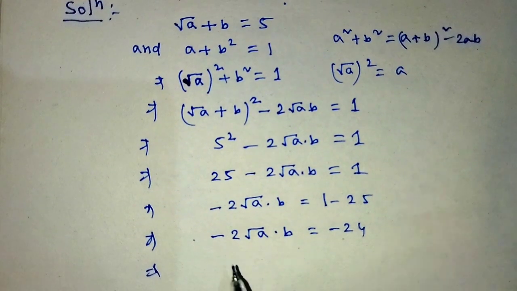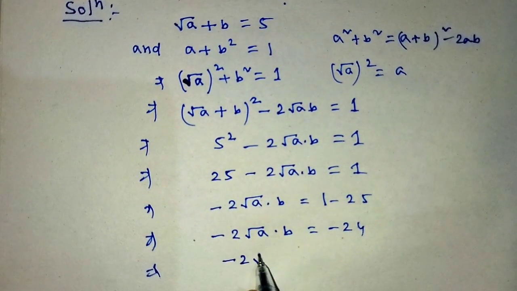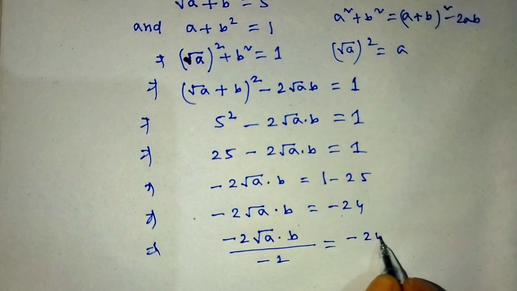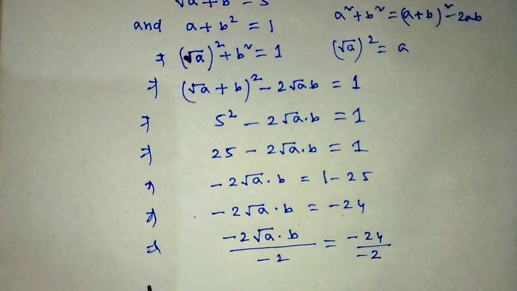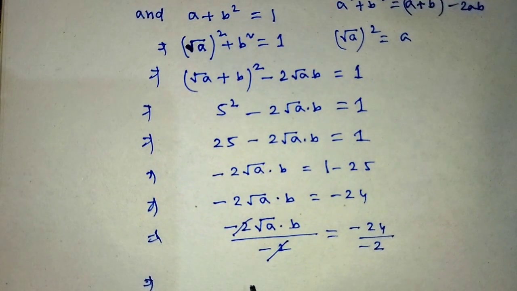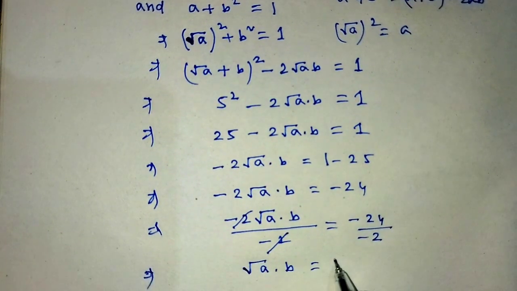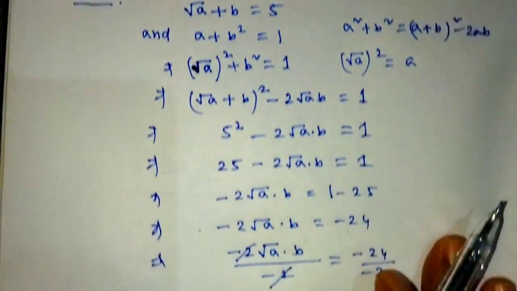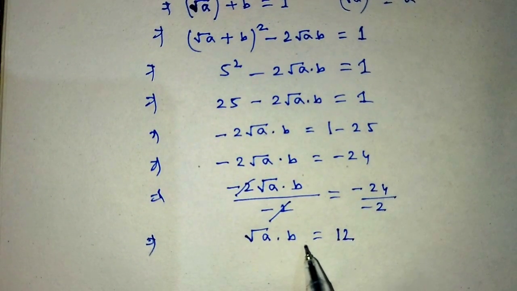Okay, so on the left hand side we have to write minus 2 into root over of a into b over minus 2. Okay student, is equal to, on the right hand side we have to write minus 24 over minus 2. Okay, so student, on the left hand side we have to cancel minus 2 from numerator and denominator. Okay, so my dear student, on the left hand side we have to write root over of a into b is equal to 12. Okay, so my dear student, but we have to find the value of ab square. So here is root over of a into b is equal to 12.